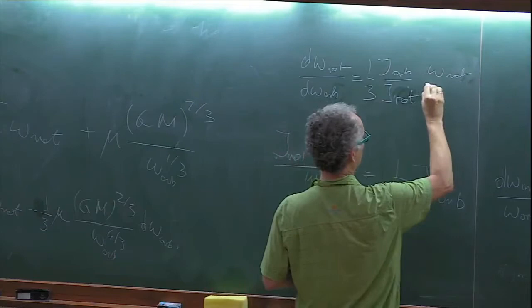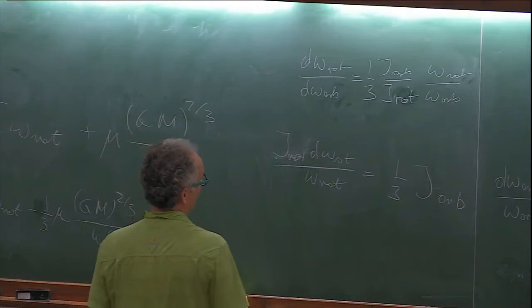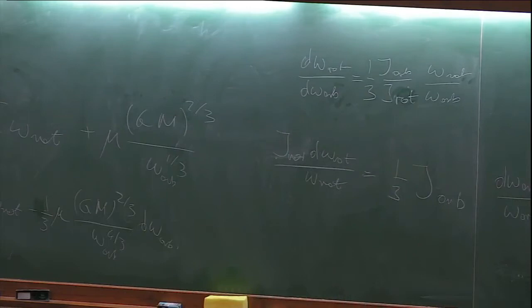So you see from the discussion I tried to sketch yesterday, the stability condition for circularization is such that if omega rotation and omega orbital are close, you will have the stable rotation if the rotational angular momentum is smaller than one-third of the orbital angular momentum.